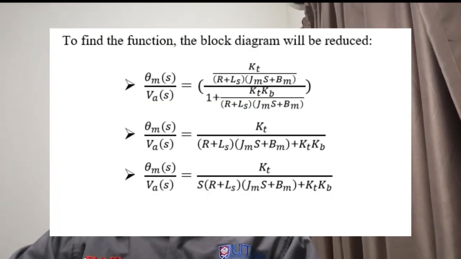And from the circuit we can produce some equation which shows Va equal to Kt over s (Ra plus Jm s plus Bm plus Kt Kb).